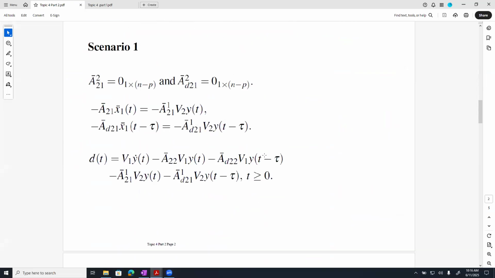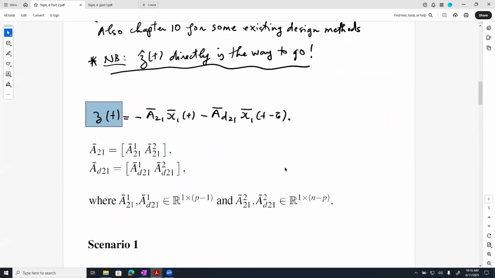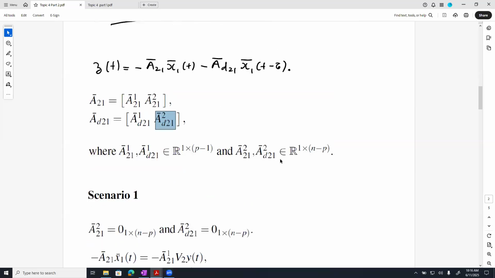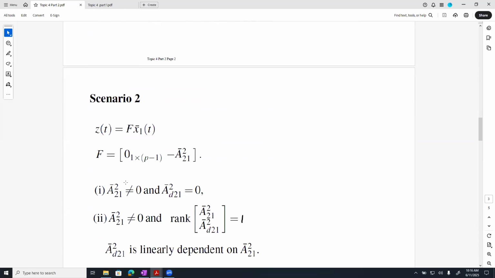Now, of course, in reality, that's not always the case. So we then look at another scenario. Another scenario is when we zoom in into this submatrix, or this row and this row. And then we say, look, what happens if that row is not zero, but this one is zero.